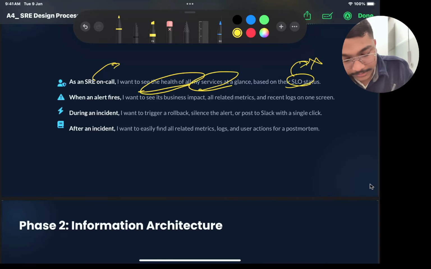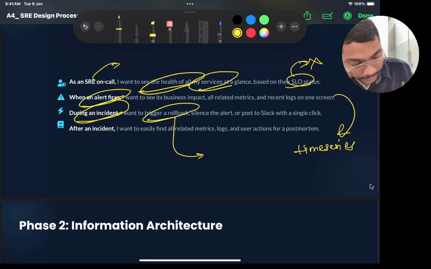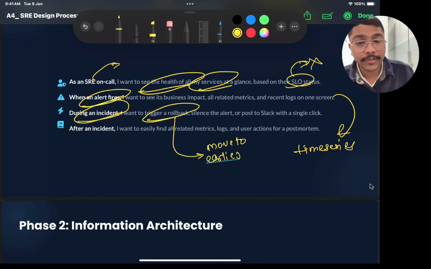When an alert fires, see, it's time series data, so you can check those alert fires. Then during an incident, I want to trigger a rollback. Now what is rollback? Move to an earlier version. Suppose I have WhatsApp and the earlier version was working fine. I drop some update, and due to the update everything is causing havoc. So what will I do? I will roll back to the earlier version. That's why we get beta updates on software before launching the whole software, right? That's the whole idea. Move to the earlier version.